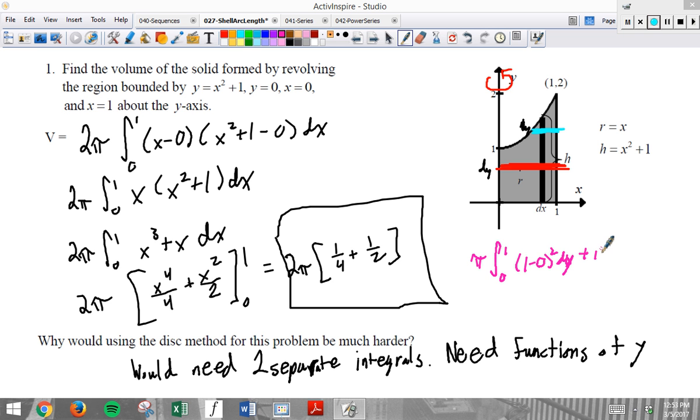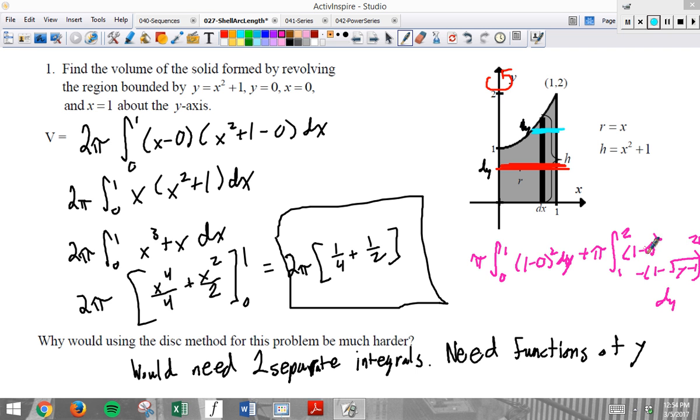Plus pi, shell method. Not shell, oh gosh, washer method, from 1 to 2. Y coordinates, guys: 1 minus 0 squared, minus 1 minus the square root of y minus 1, dy. Isn't it great?